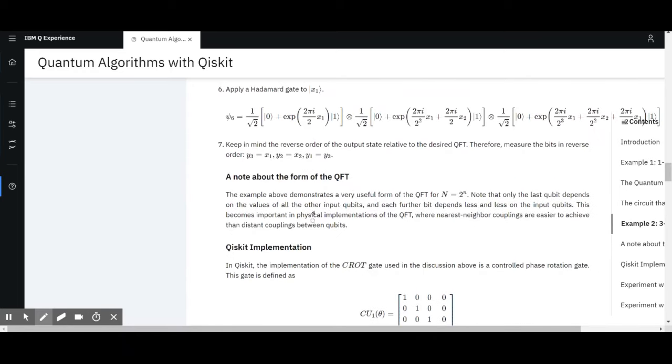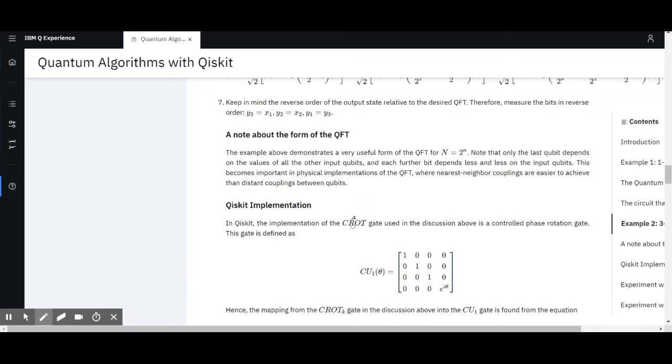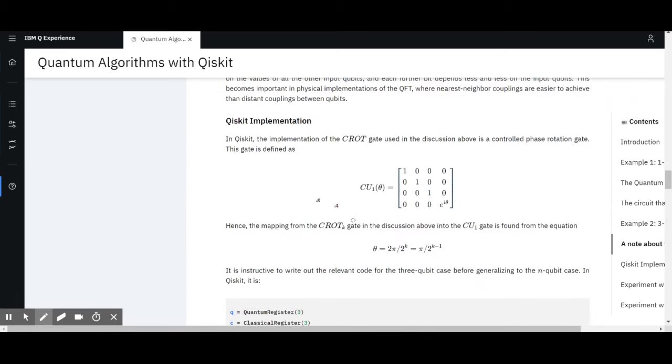So the example above demonstrates a very useful form of QFT. Note that only the last qubit depends on the values of all the other input qubits, and each farther bit depends less and less on the input qubits. This becomes important in physical implementations, where nearest neighbor couplings are easier to achieve. That's a technical thing because of how the device is built.